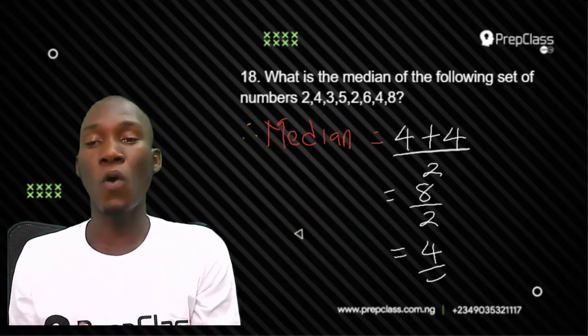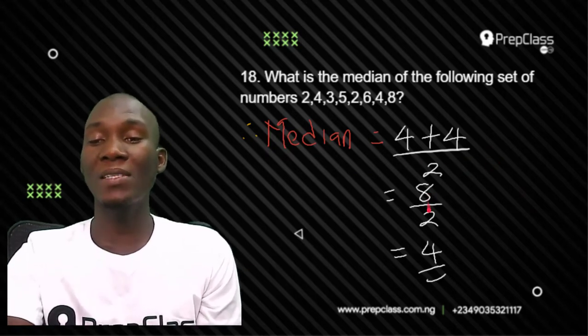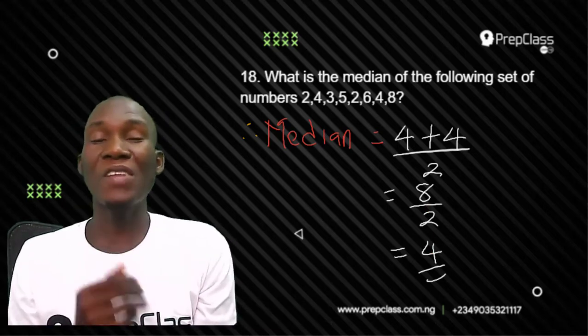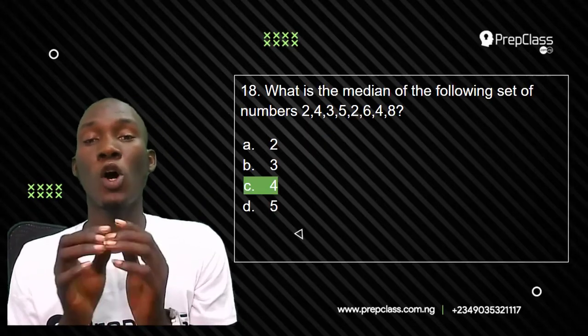That is 4 plus 4, which gives us 8. Then we divide it by 2. So 8 divided by 2 gives us 4. This means that the median is 4. That is, the middle number after rearranging the set of numbers is 4. And the correct option is option C.